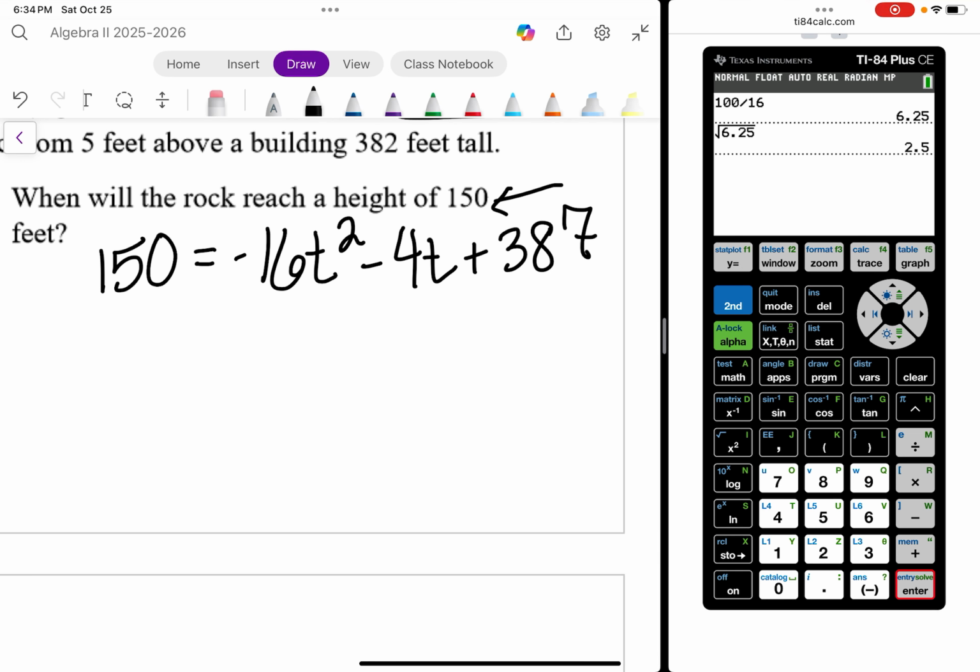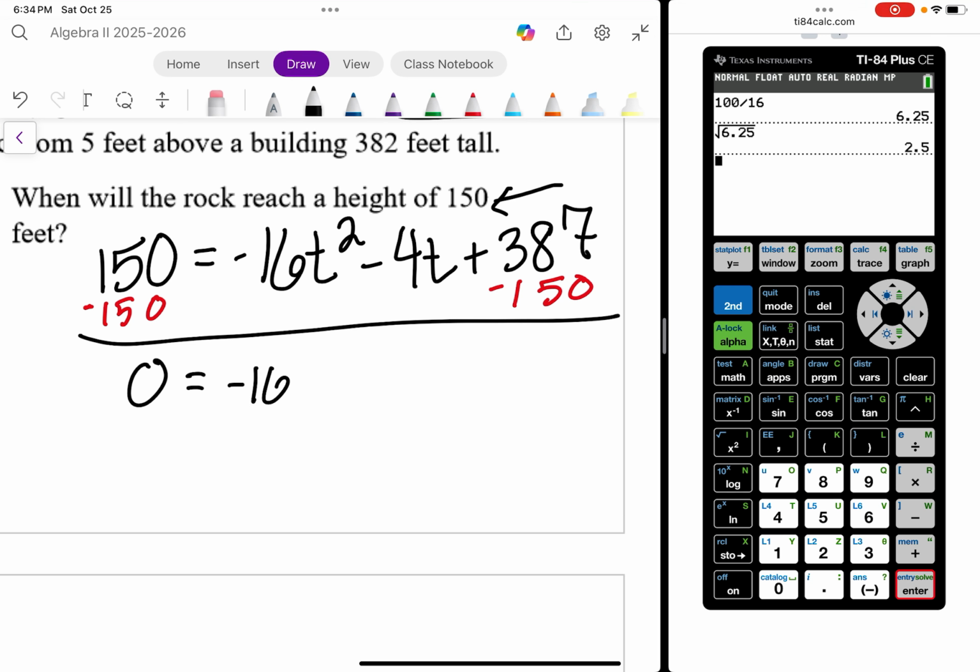Now we have an equation we can solve for t. Because we have a t squared and a t, solving using inverse operations is probably not going to work. So we are going to use the quadratic formula. In order to do that, one side has to equal 0, so we're going to subtract that 150 on both sides. So we have 387 minus 150, and that gives us 237.